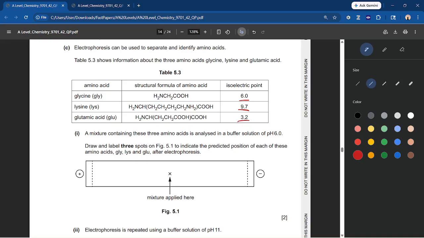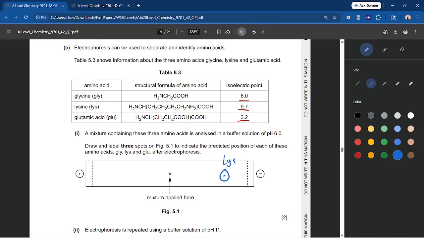So glutamic acid has an isoelectric point that is lower than all the other ones, right? Glutamic acid has the lowest one, and the highest one is lysine, obviously. So lysine is going to move farther down, more towards the negative pole. And glycine is sort of right in the middle. So let me use different colors for this. Let's use blue for lysine. Lysine will be all the way over here.